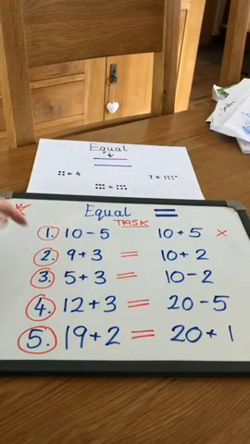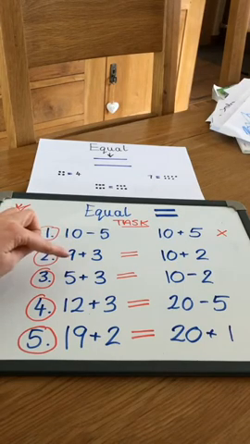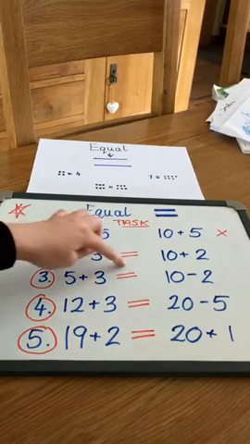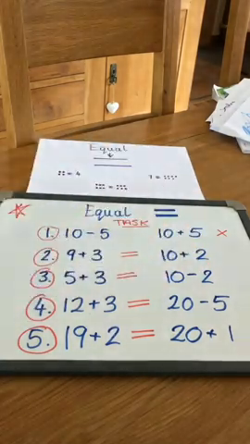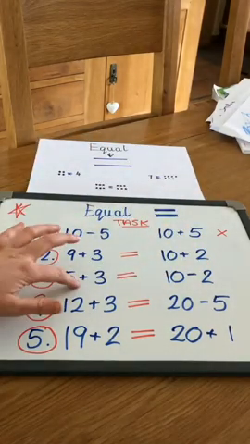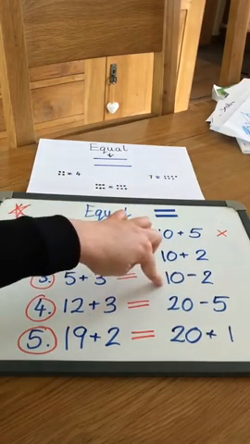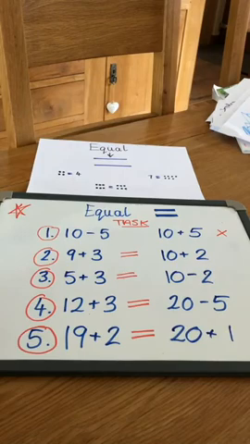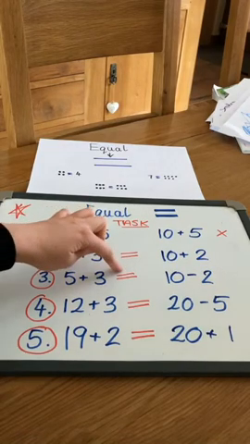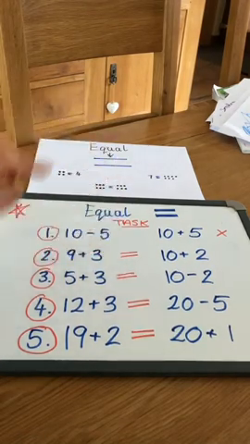9, add 3. So 9, add 1 to 10, and then you're left over 2 to get to 12, is the same as 10 add 2, which is 12. 5 add 3 is 8. 10 in your head, take 2 away, is 8. They are the same as well, so they are equal, so use the equal sign.